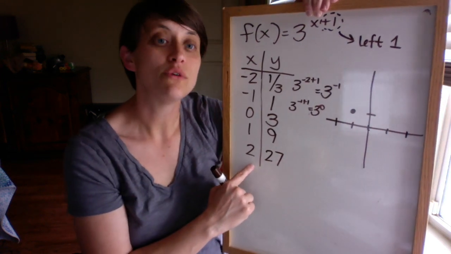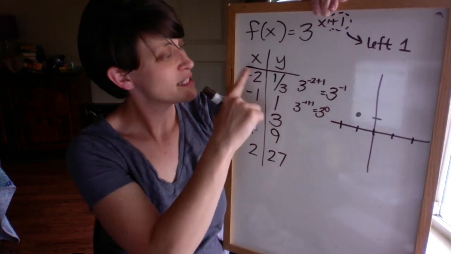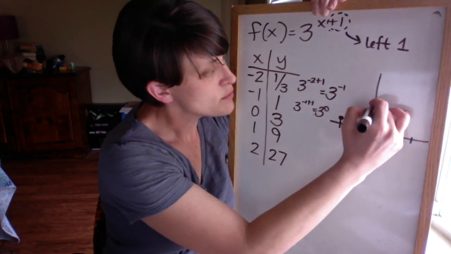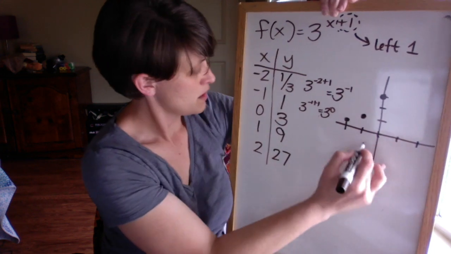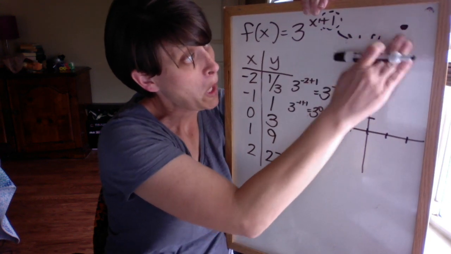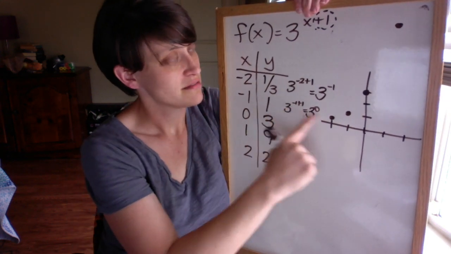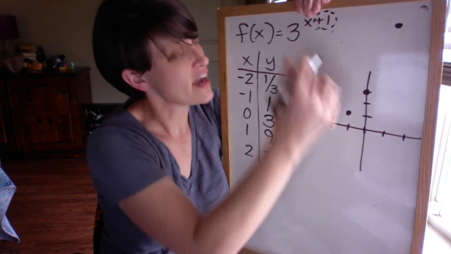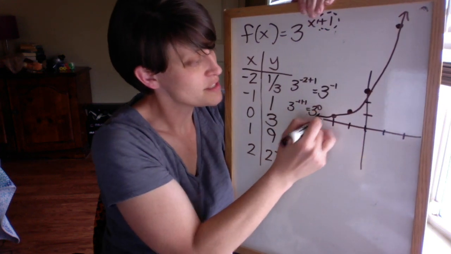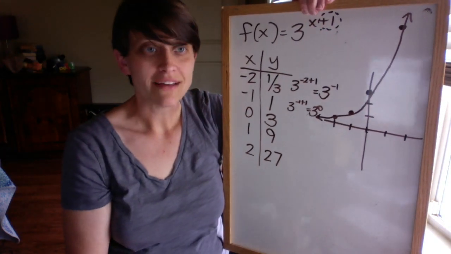So already at the value of 2, we already have a y value of 27. We're not even going to plot that. Okay, but let's go ahead and plot these. We have negative 2, 1/3, negative 1, 1, 0, 3, 1, I'm just going to call this 9 way up here. And it looks like we expect it to look. All right, we've got this function that is increasing because our a is bigger than 1, and we're just going to get closer and closer to the x-axis, but never touch it. Okay, so there's our graph.